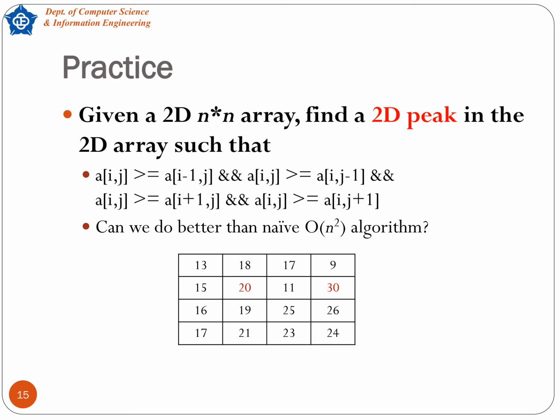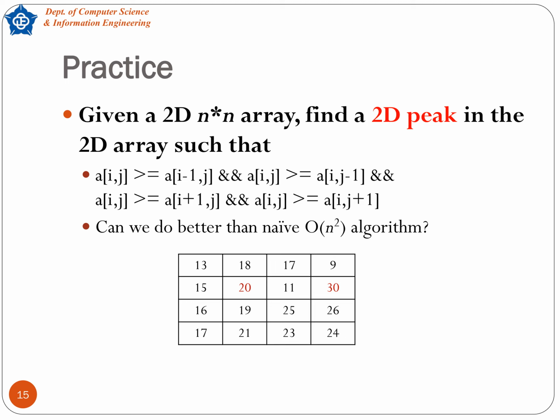Today's practice problem asks us to locate an entry that's at least as large as its 4 neighbors, above, below, left, and right. The brute force approach would check every element in O(n squared) time. Safe, but slow. Can we do better?